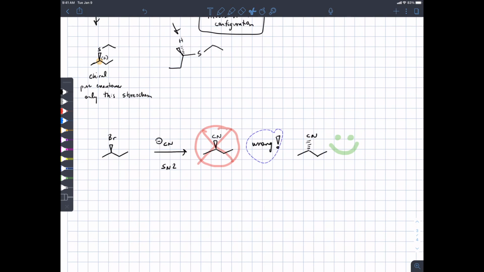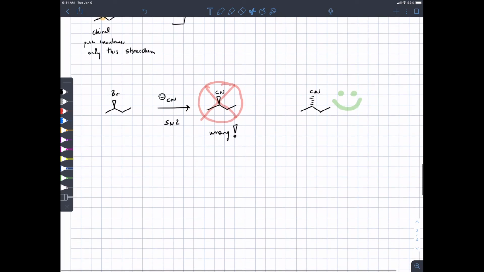All right? If you don't draw the right stereochemistry in your Sn2 product, it tells me you don't fully understand what the Sn2 mechanism is, because you haven't mastered that it has to happen through backside attack with inversion of configuration. And that's how we tell that something passed through an Sn2 mechanism. The stereochemistry is evidence of that.